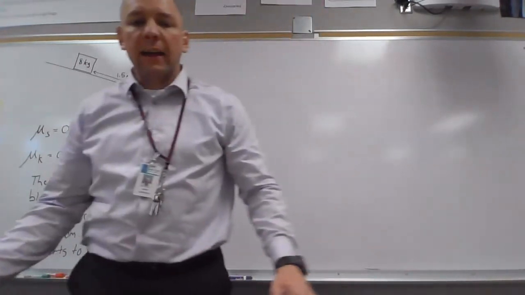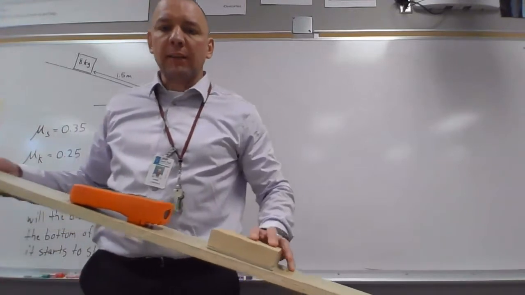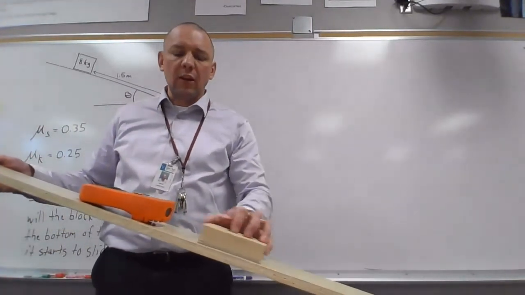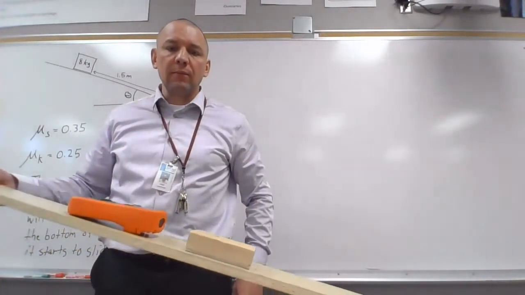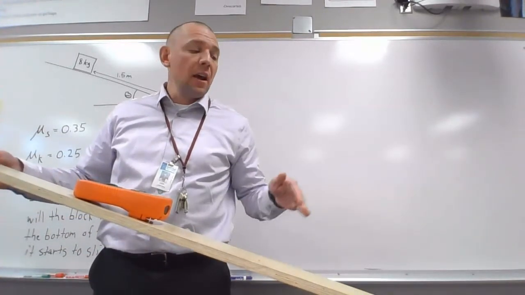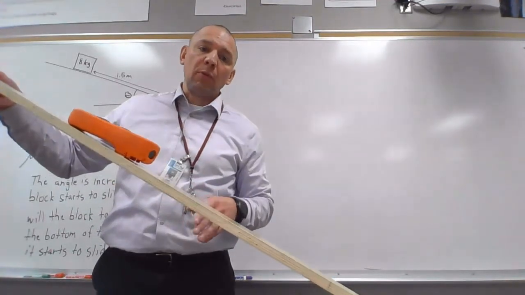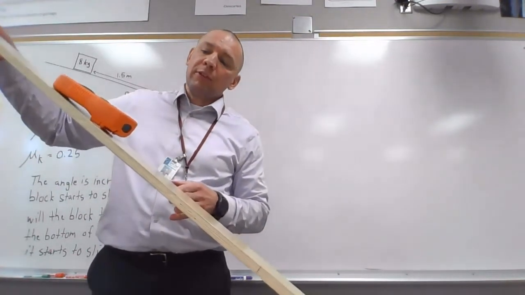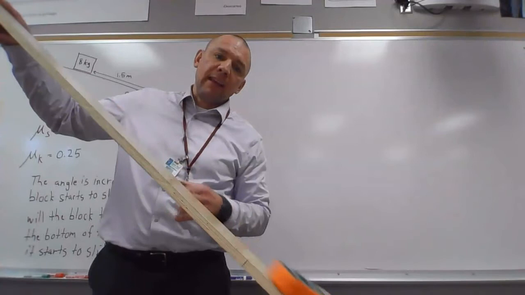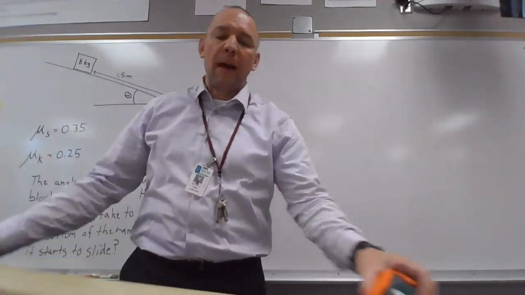So I've got two blocks here. You can see here, as I increase the angle, eventually one starts to slide. This other one did not, because we have a higher coefficient of friction. But even this one, once we get steep enough, will start to slide. And then once it slides down, it will accelerate down to the bottom of the ramp.